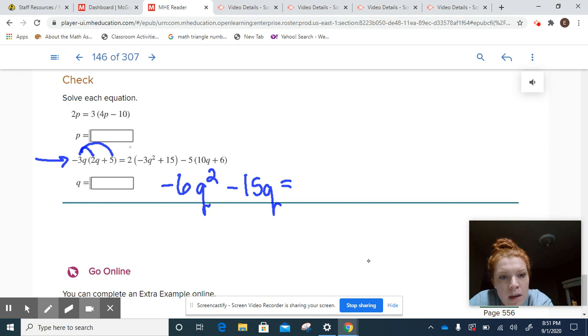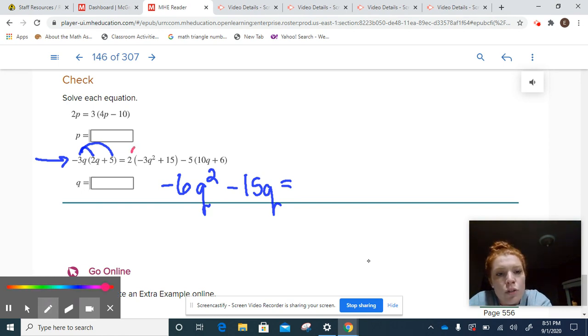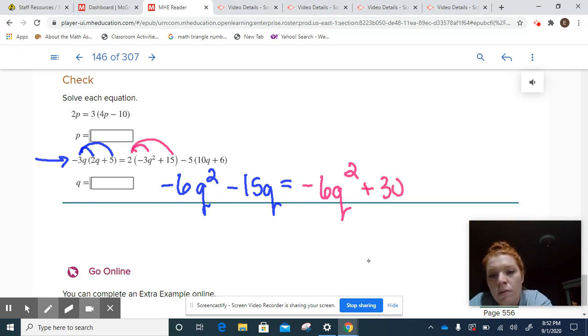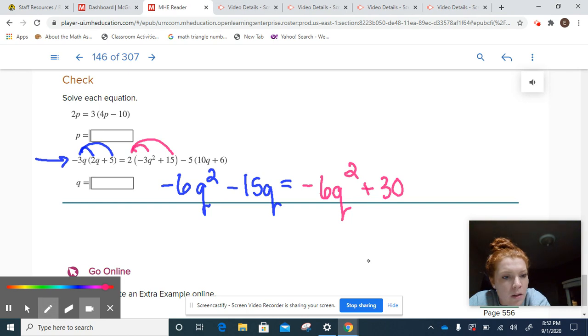All right, so now let's do, I'm going to pick a different color here. Let's go red. So 2 times the negative 3Q squared, that would be negative 6, the 2 and the negative 3, Q squared. We have the 2 times the 15 makes 30. Okay, we'll go one more color here. Let's do a green.